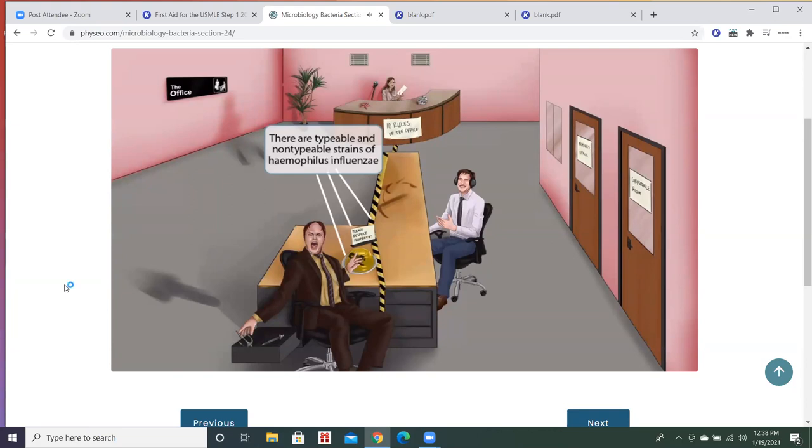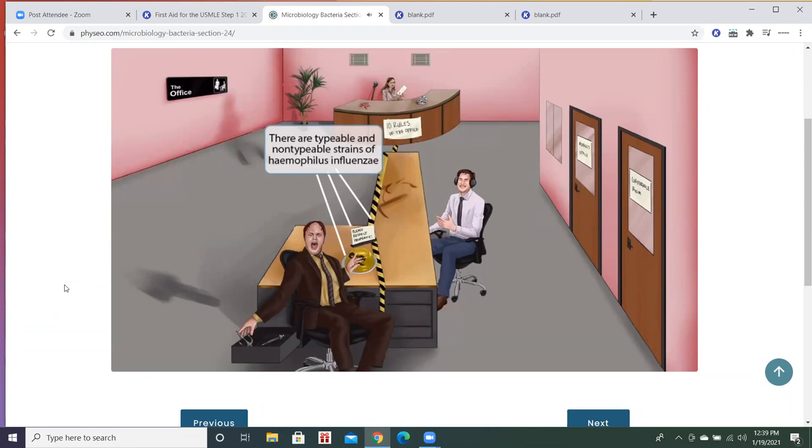The tape separating the two sides of the image is here to help you compartmentalize the typeable and non-typeable strains of H. flu. As we just discussed, typeable strains produce a capsule, which is represented in this image by the jello. Therefore, all of the characters and information to the left of the tape, on the same side as the jello, will represent information about the typeable strains. Likewise, everything to the right of the tape, where there is no jello, will represent information about the non-typeable strains.